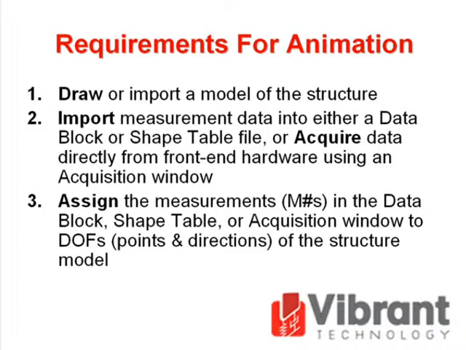1. Draw or import a model of the structure. 2. Import measurement data into either a data block or shape table file, or acquire data directly from front-end hardware using an acquisition window. 3. Assign the measurements in the data block, shape table, or acquisition window to DOFs of the structure model. In this tutorial, step 3 will be illustrated by assigning measurements to a structure model and then animating its shapes.